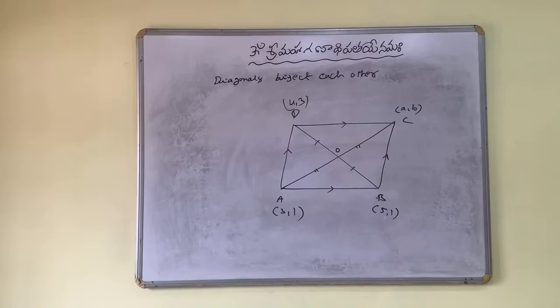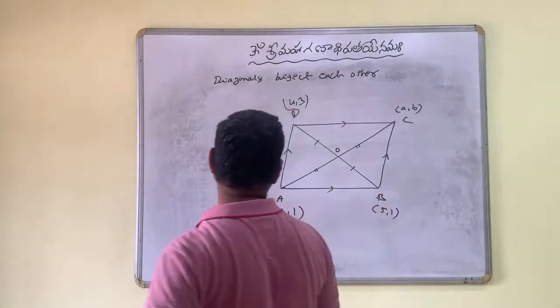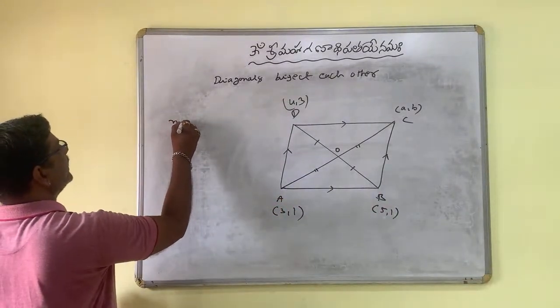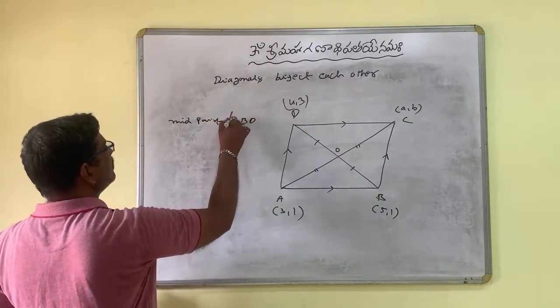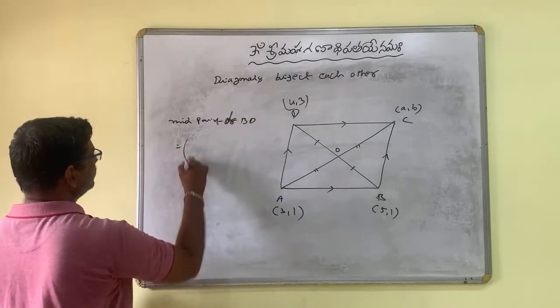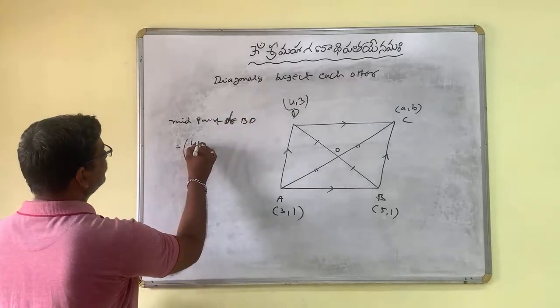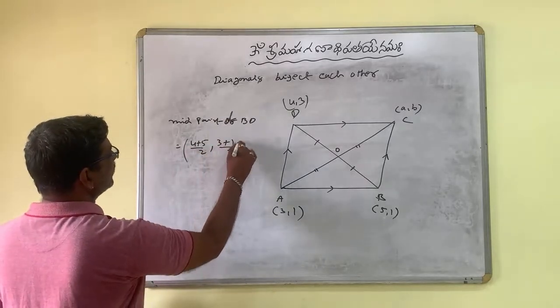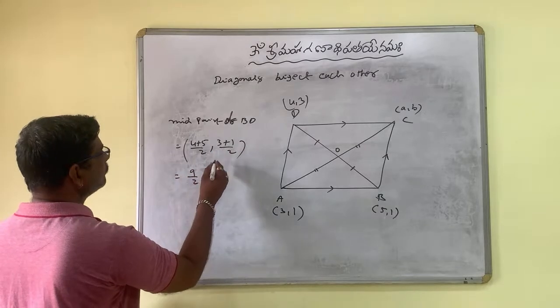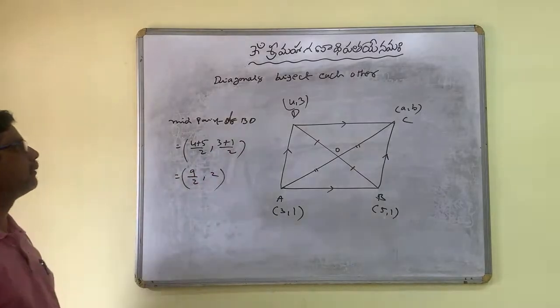Try to recall what I told. Midpoint, how to do it easily. x1 plus x2 by 2, y1 plus y2 by 2 directly. Sum of x coordinates and sum of y coordinates. First I am finding the midpoint of BD. Sum of x coordinates 4 plus 5 by 2, sum of y coordinates 3 plus 1 by 2. 9 by 2, 4 by 2 that is 2. This is the midpoint of BD.